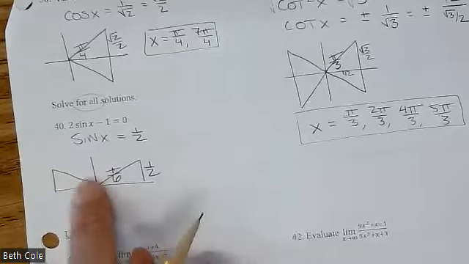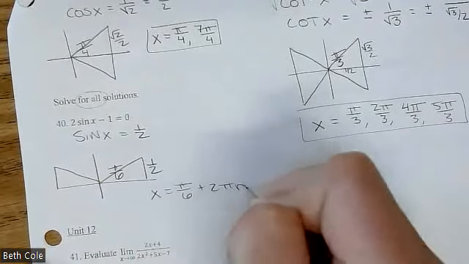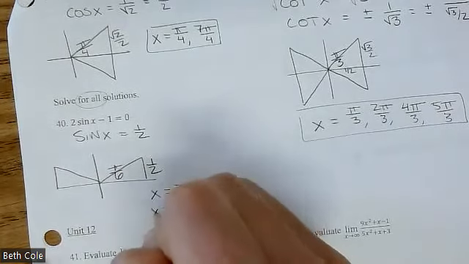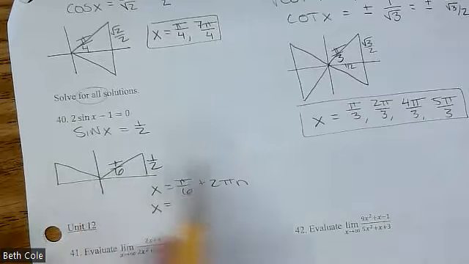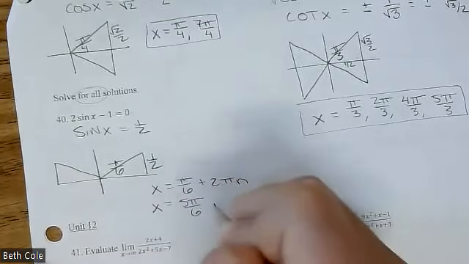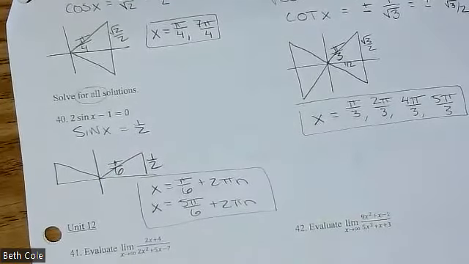So we have 2 separate answers. We're going to have pi over 6 plus 2 pi n. And then what's the one that's 6th in the second quadrant? Yeah, 5 pi over 6 plus 2 pi n. Again, it's multiple choice. Like you're going to have choices and you'll be able to narrow it down. Like you'll be like, hey, this one doesn't make any sense. You know what I'm saying?